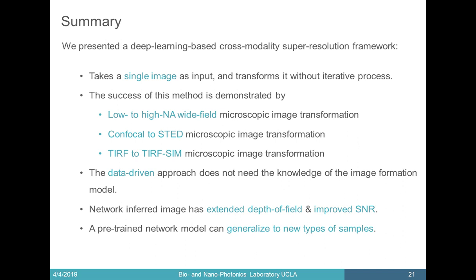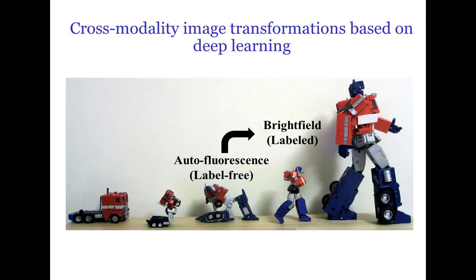And at last, we show that a pre-trained network model can generalize to new types of samples it has never seen before. So here we demonstrated cross-modality transformation from a low-resolution fluorescence image to a high-resolution fluorescence image taken by a more sophisticated setup. Next, we will also demonstrate cross-modality transformation from auto-fluorescence images to the equivalent of bright field images, which will be brought to you by Dr. Rivenson. Thank you.